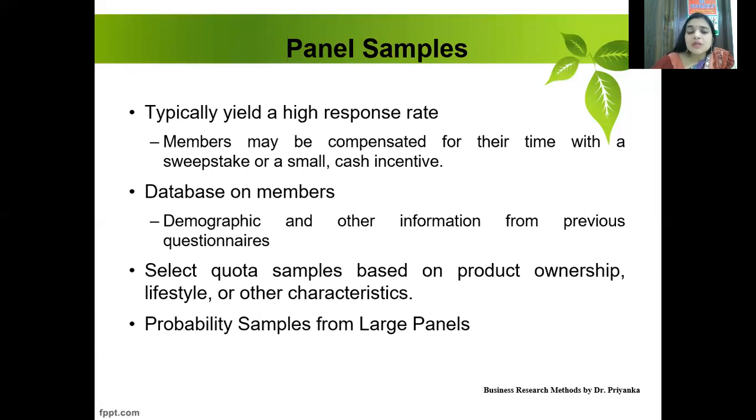Yes, we generally do that in case of panel samples. Database on members, demographic and other information from previous questionnaires can be taken out, and then you can mail all those people who were part of your previous surveys. Then select quota samples based on product ownership, lifestyle, or other characteristics. You have a list of lakhs of people right now in your hand, and you can choose people as per their characteristics on the basis of your research study, and you can actually mail only those people.